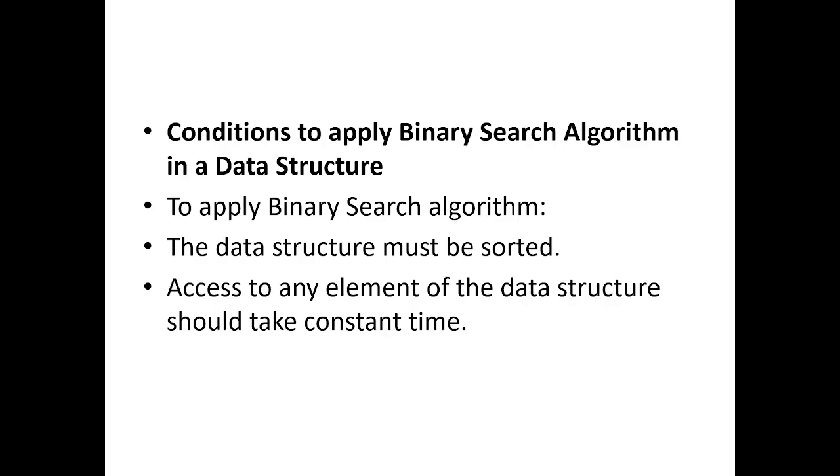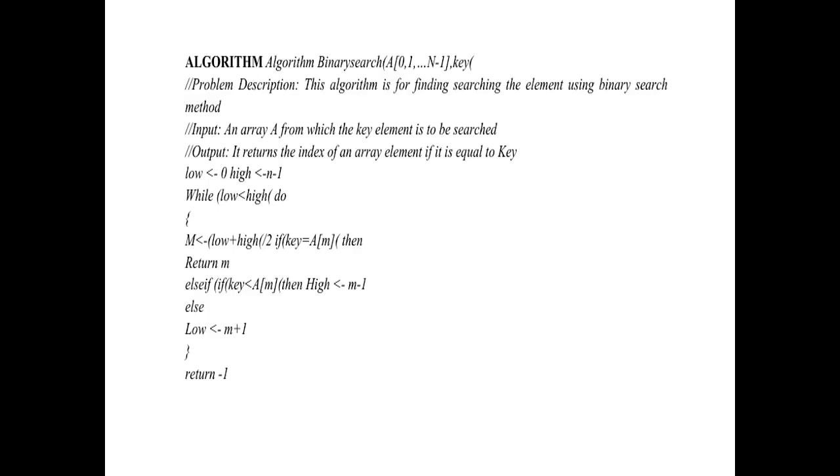First, the data structure should be in a sorted form. Second, access to any element of the data structure should take constant time. So these are the algorithmic steps. First, we give the input array A of n elements, with the key element to be searched. The algorithm returns the index of the element which is equal to the key value.